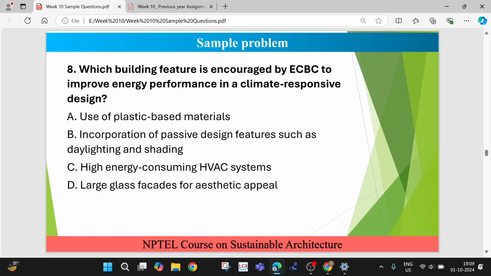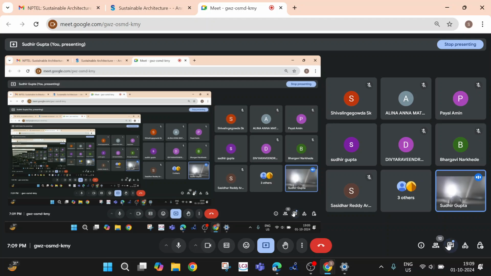We just looked into the ECBC climate zone finder site. In that you have seen which kinds of features and strategies ECBC promotes to improve energy performance and construct a climate responsive design. Whichever session I took initially in the class on the ECBC climate zone finder, through that you can easily answer many of these questions. That's why I incorporated that session first. I think all of you will give this answer correctly.